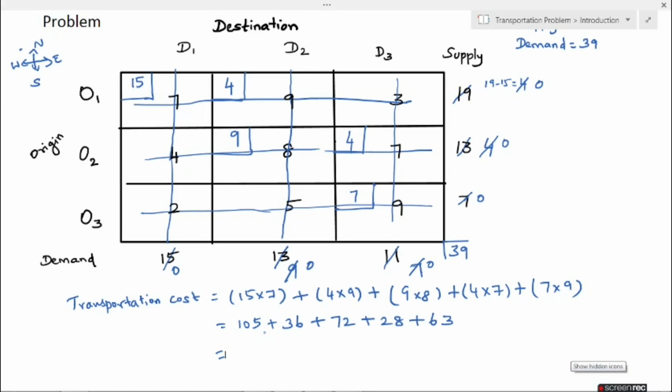So after multiplying all the values, you will get 105, and 4 into 9 is 36, 9 into 8 is 72, 4 into 7 is 28, and 7 into 9 is 63. Now you have to add all the values. You will get the total as 304. So this is the transportation cost value.